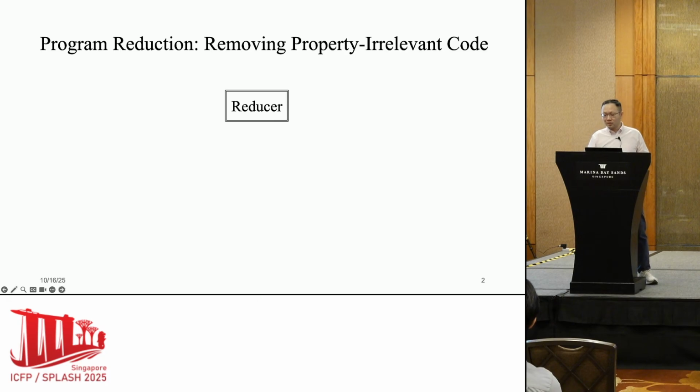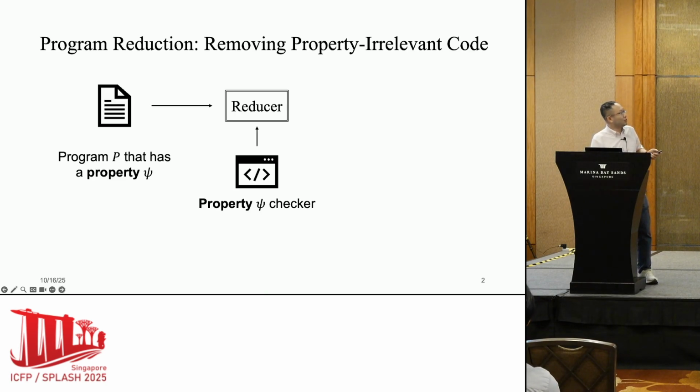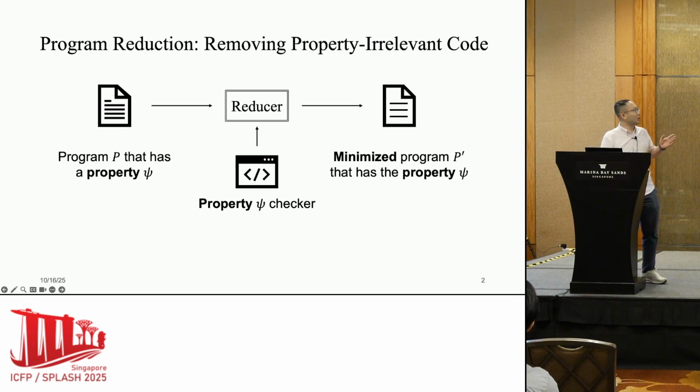Program reduction allows users to specify a certain property that a program has and then remove the property-irrelevant code in the program. In reality, we use a program that has some specific property, and then we have a checker to check whether we still have this property. Eventually we produce a minimized program that still has this property, but with no other irrelevant code.